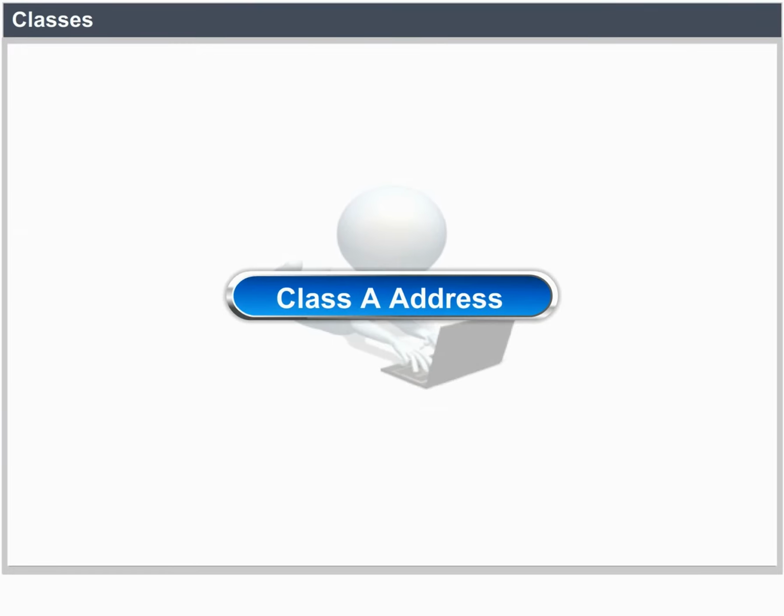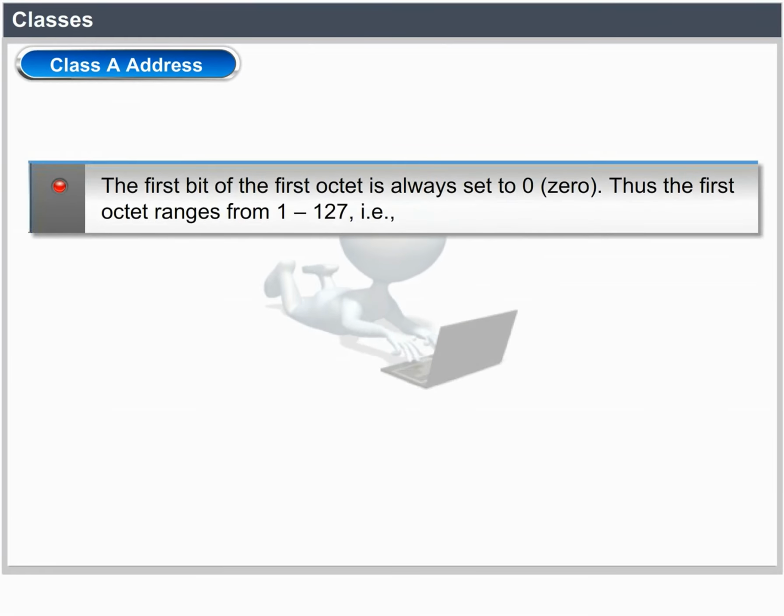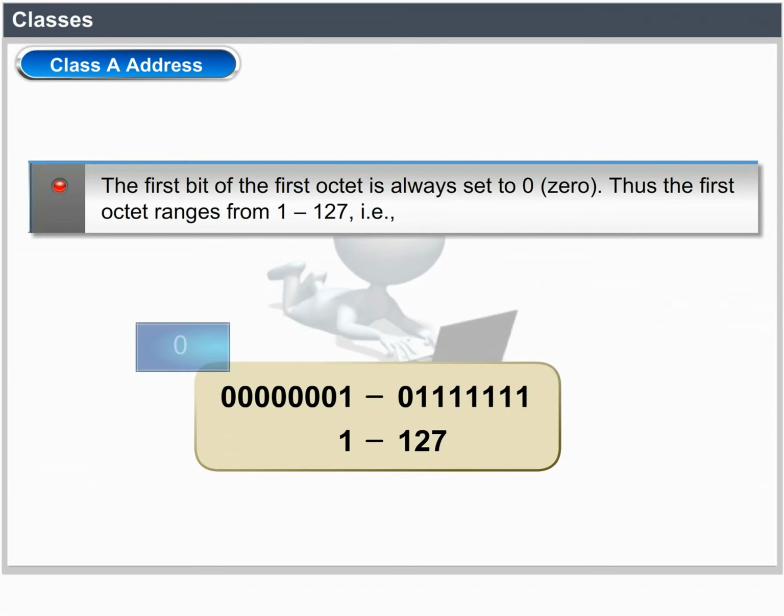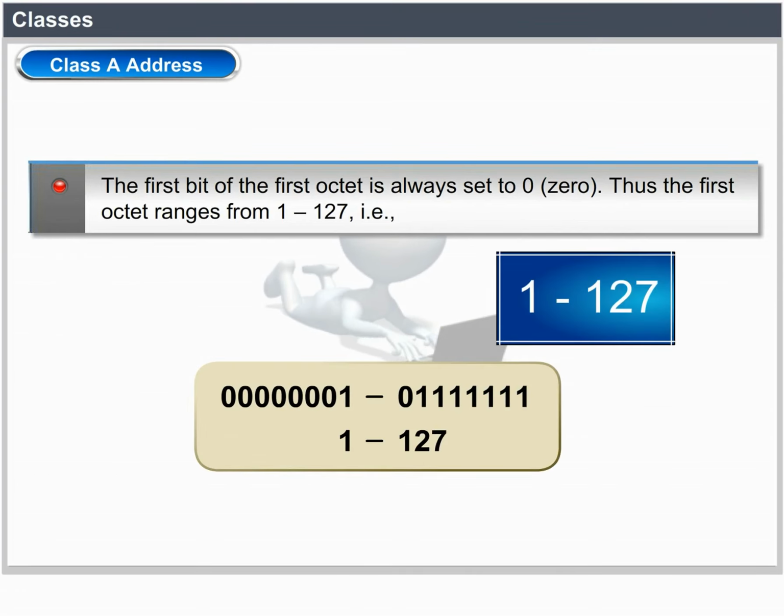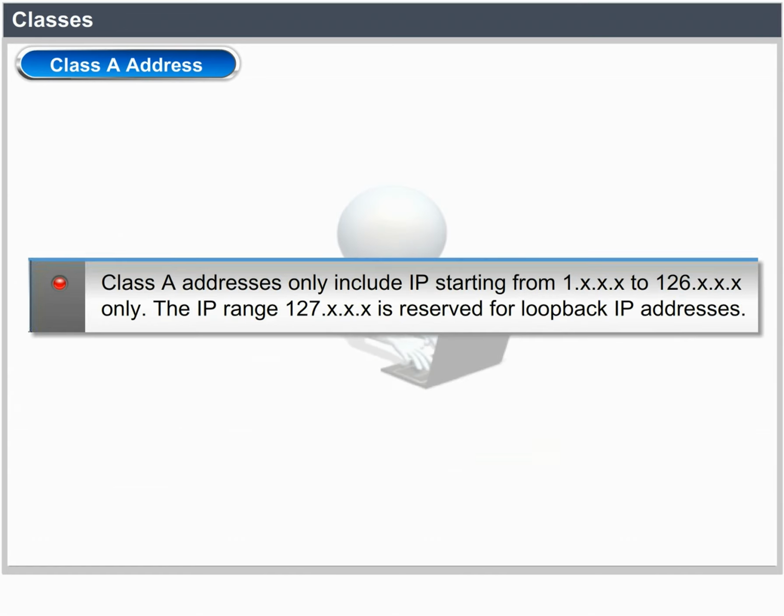Class A address. The first bit of the first octet is always set to 0. Thus, the first octet ranges from 1 to 127. Example: Class A addresses only include IPs starting from 1.x.x.x to 126.x.x.x only. The IP range 127.x.x.x is reserved for loopback IP addresses.